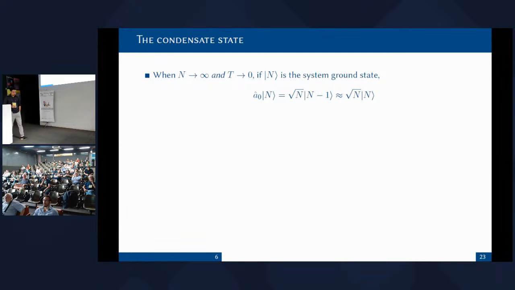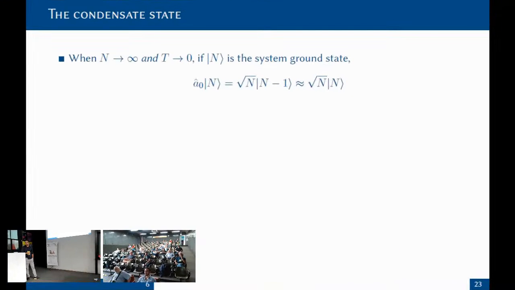Now let's talk a little bit about the condensate state. What is a condensate from the point of view of quantum mechanics? Suppose that we are saying that the ground state of the theory is given by this vector here, and we want to study the limit where the total number of bosons is very high and temperature is tending to 0.